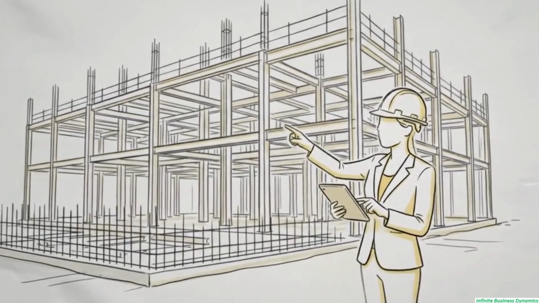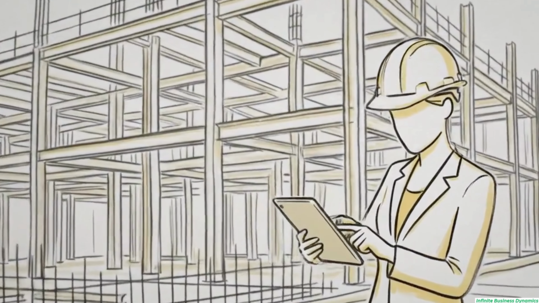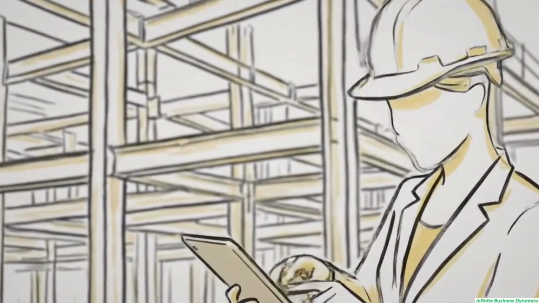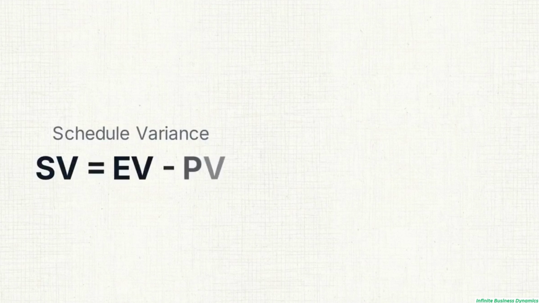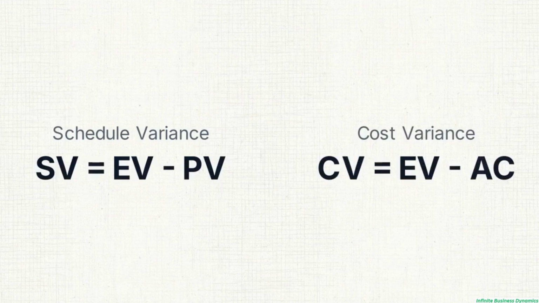Schedule variance and cost variance are the first practical calculations in earned value management. They provide an immediate read on whether a project is ahead of or behind schedule and under or over budget. Schedule variance is earned value minus planned value. Cost variance is earned value minus actual cost.